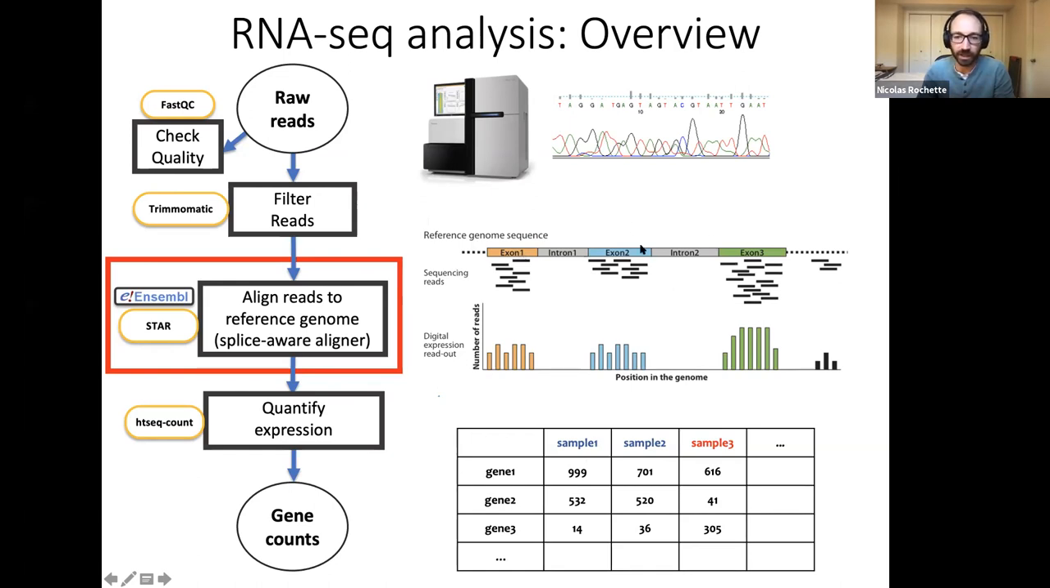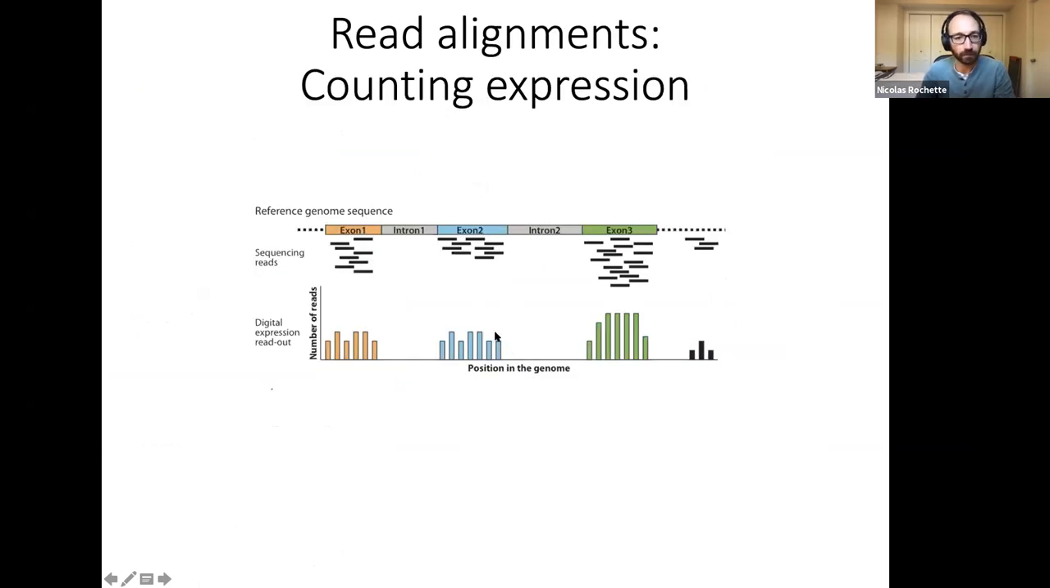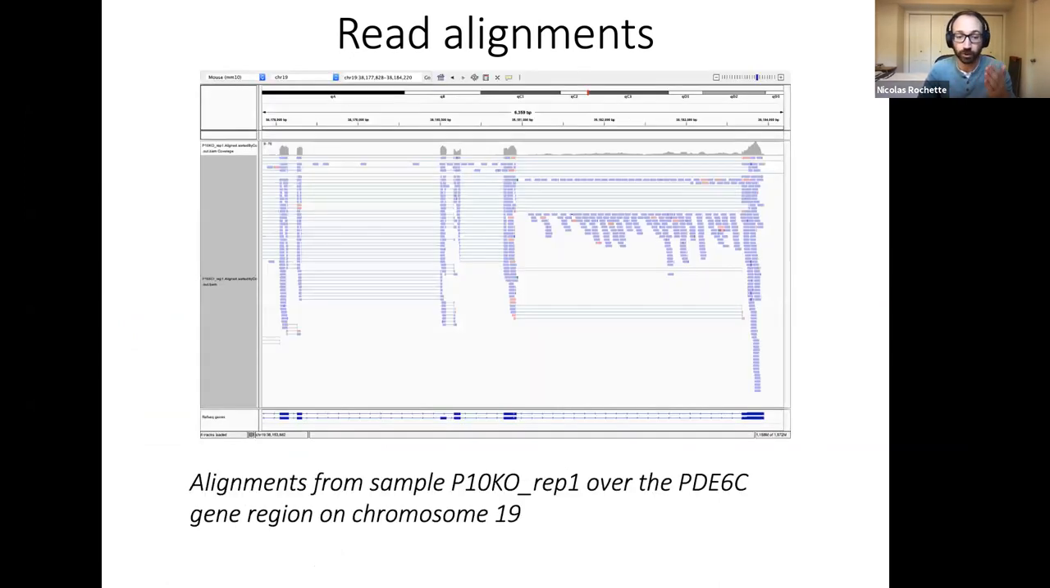So this would be one gene, and then we have reads mapping to the different exons, and then we can tally all of this. If this is gene one, for instance, we end up with a count value for how many reads map to that gene. Essentially what we need here is to know which reads go into which gene, and what we start with is just this 100 base pair sequence.